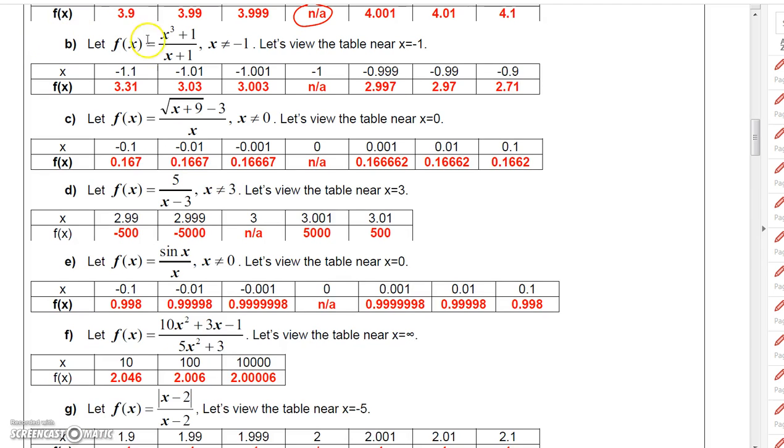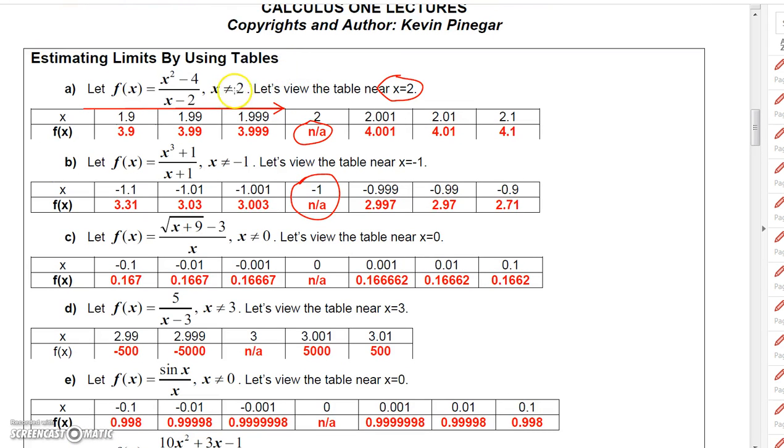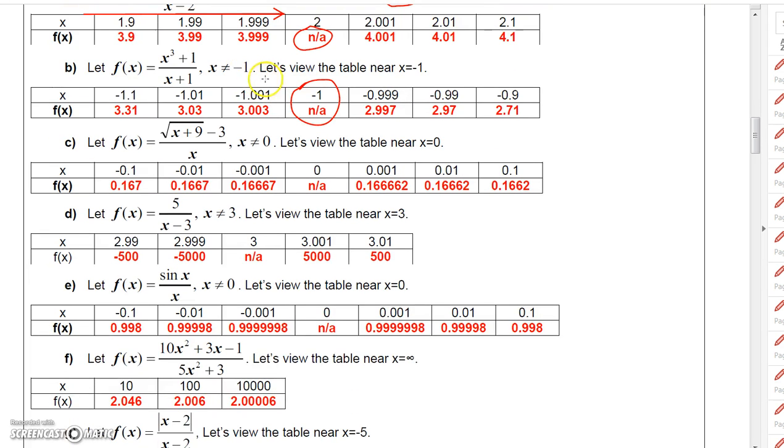Now, if you do the same thing for this one, remember it's undefined at -1, so you can't plug -1 in. But if I pick numbers to the left of -1, like -1.1, if I plug that into this function, I got 3.31. If I plug -1.01 in, I got 3.03. If I plug -1.001 in, I got 3.003. And then if you plug in numbers to the right of -1, like -0.9, -0.99, or -0.999, notice the values tend to get closer and closer to 3. Now, if you remember the graph of this function, when we looked at the graph of this one, it appeared to be getting closer to 4, and this one appeared to be getting close to 3.